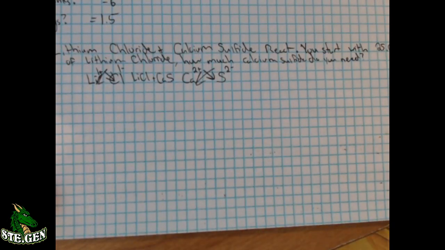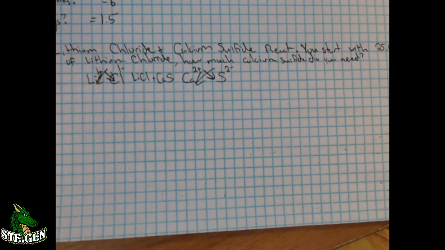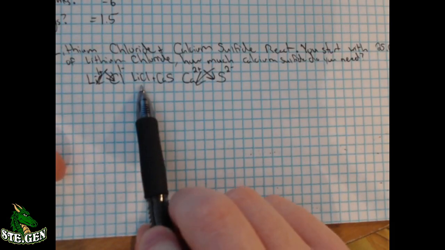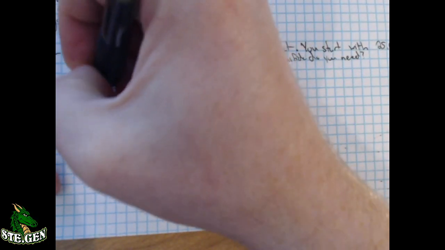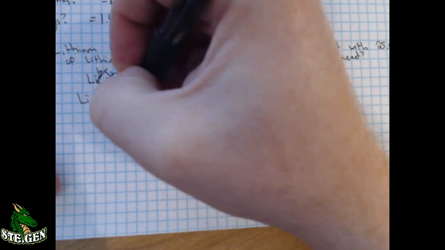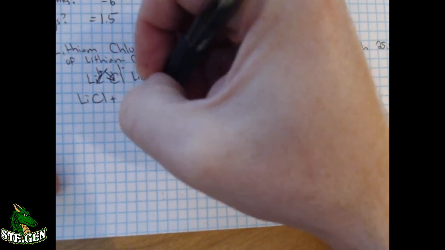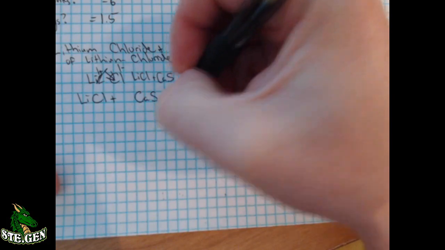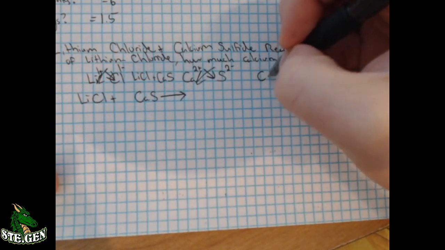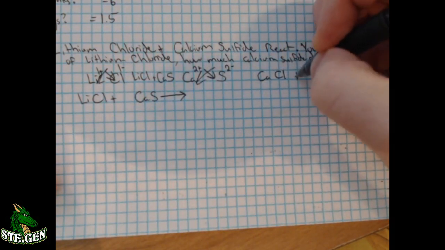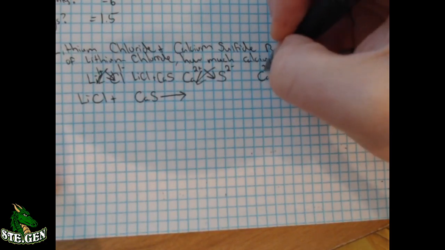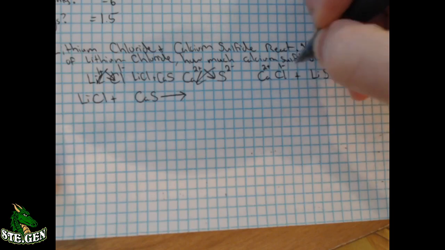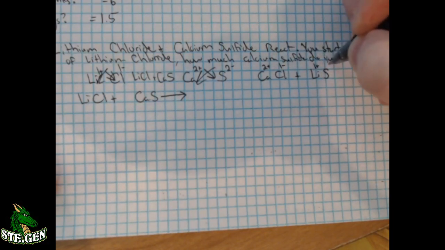This is two compounds that are combining together. That means that we're probably going to be working with a double replacement. The only thing we have to check and make sure is that neither of these are water and a metal oxide or a non-metal oxide, and they are not, so we're good. So we've got LiCl plus, leave a gap, CaS, arrow, and since it's double replacement, we're going to swap, and we're going to end up with CaCl plus LiS. Ca has a 2 plus, Cl has a 1 minus, Li has a 1 plus, S has a 2 minus.